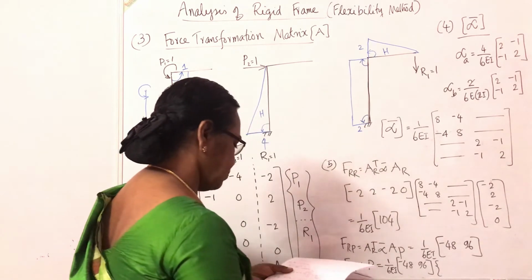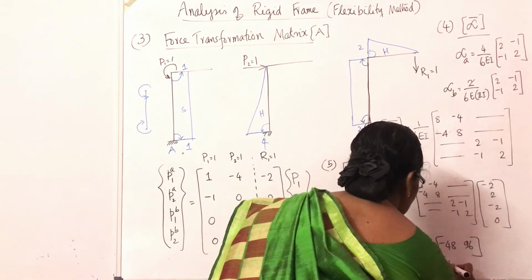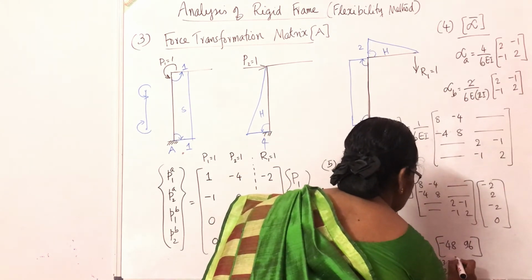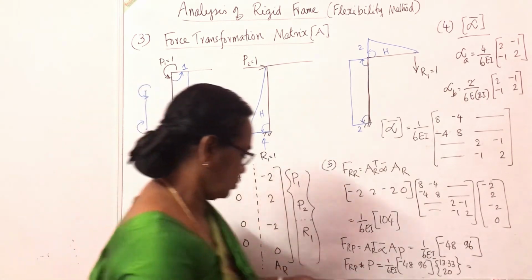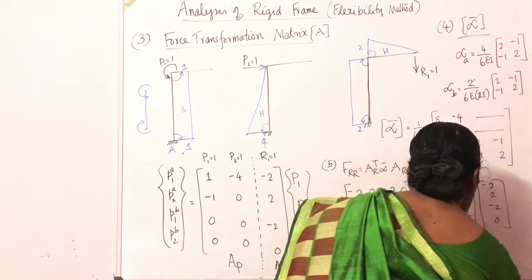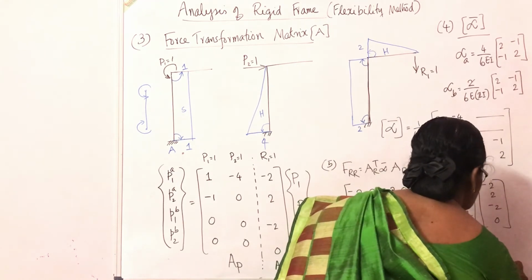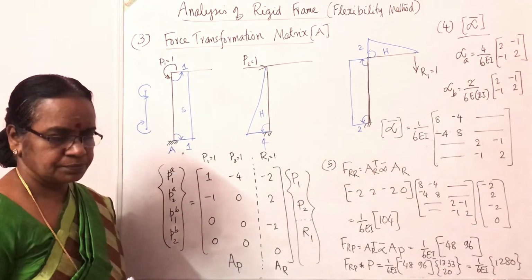There are two elements P1 and P2. P1 is 13.33, the bending moment value at the node B. And P2 is the horizontal load, that is 20. It will work out to 1 by 6 EI 1, 2, 8, 0.